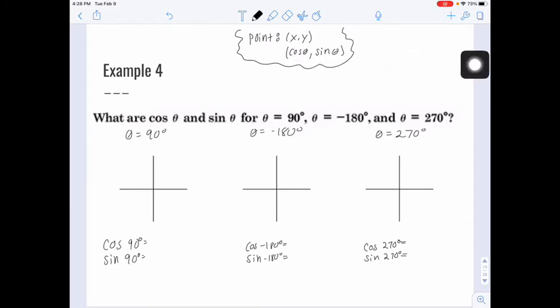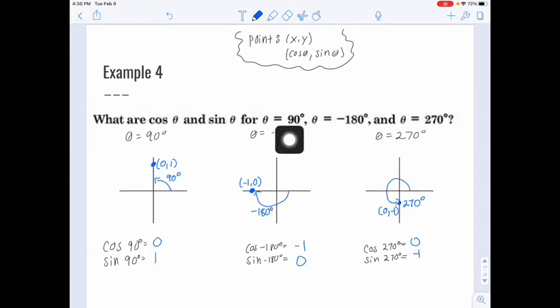Example 4 says, what are the cosine theta and sine theta for theta equals 90, theta equals negative 180, and theta equals 270? All three of these values of theta, 90, negative 180, and 270, fall on our axes. So if we draw a quick sketch, we can figure out the coordinate points of the intersection of the terminal side and the unit circle.